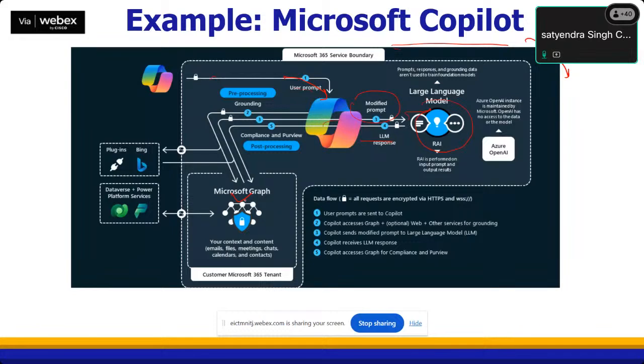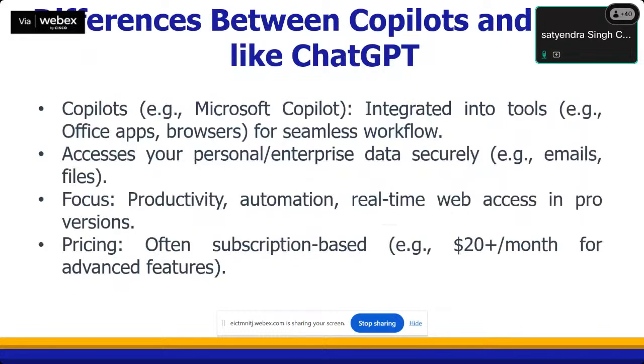So though in definition you will find that both LLMs and Copilots like ChatGPT are similar, if we talk about large language models, those models are basically trained on a vast amount of text data to generate human-like responses.